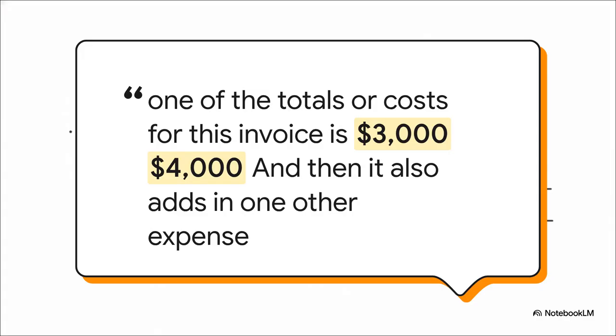And this is where it gets really tricky. As you can see from this note on the invoice, it's not just one simple total. You've got multiple costs scattered around, $3,000 here, $4,000 there, plus another one. We're asking the system not just to read the text, but to understand the context, find all the numbers that matter, and actually do the math. This is a real test of its intelligence.